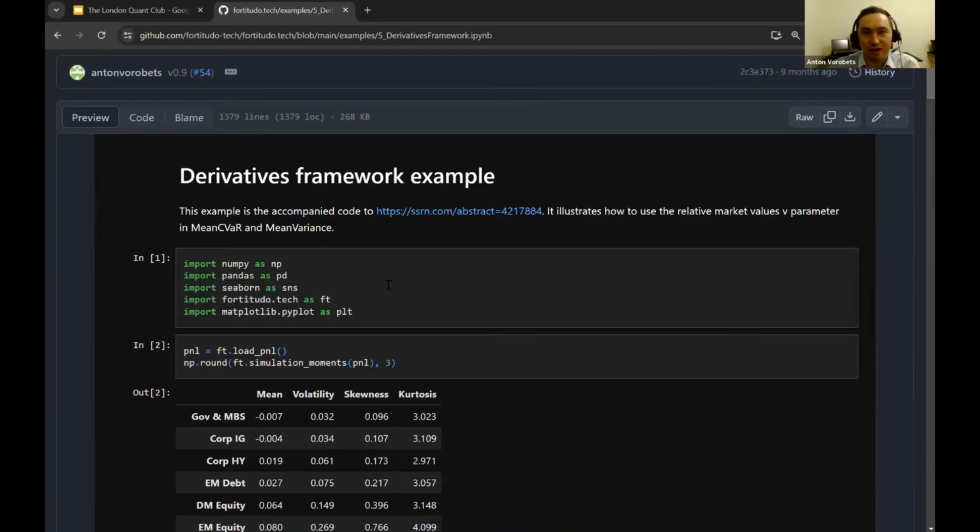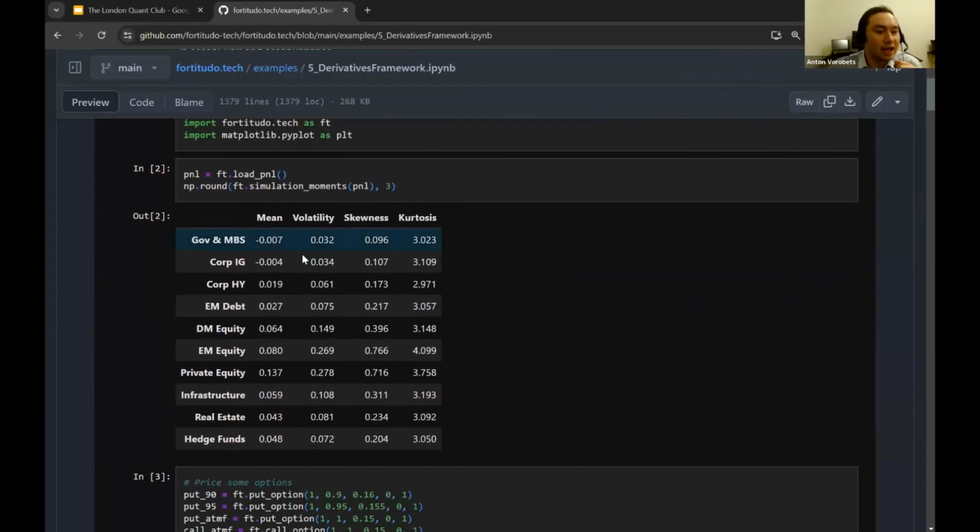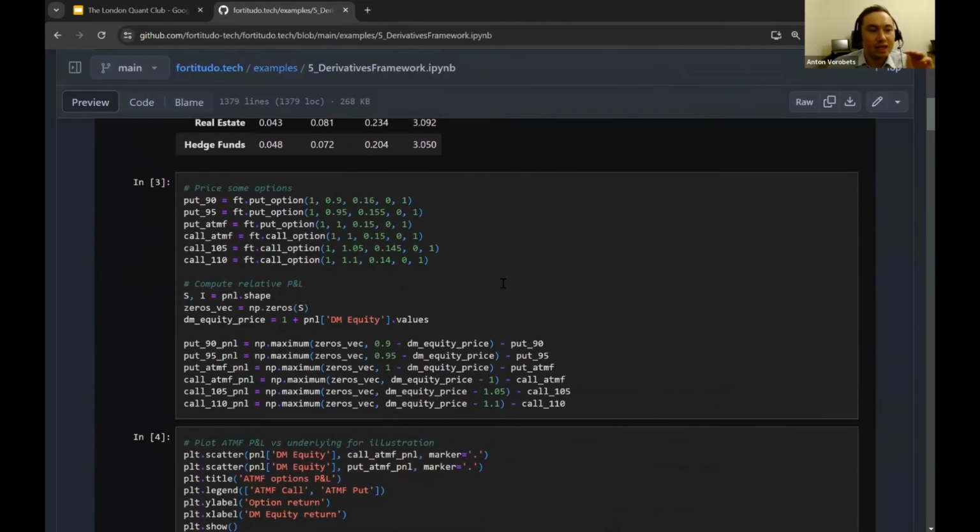I hope most of you are familiar with Python. So here we just import the packages for the first code cell, and the package that we have is called futuretech, with a short name ft. With this package, we have a P&L simulation, which is log normal multi-asset, that could be relevant for a multi-asset investor. And here we just show some of the statistics of this simulation: the mean, the volatility, skewness, and kurtosis.